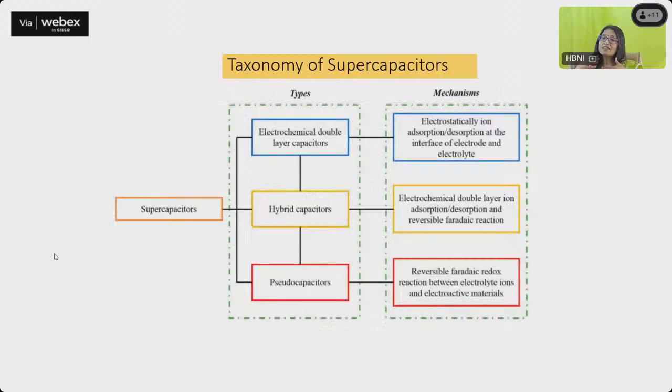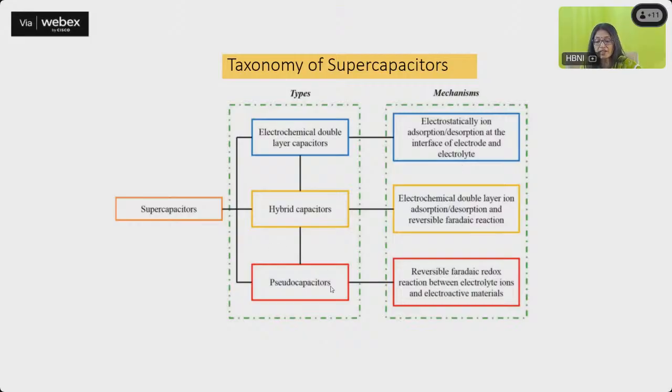So now there are various types of supercapacitors depending on the mechanism. So you have the electrochemical double layer capacitors, which I showed in the previous slide. The mechanism is electrostatic ion adsorption-desorption at the interface of the electrode and the electrolyte. So this is an electrostatic mechanism.